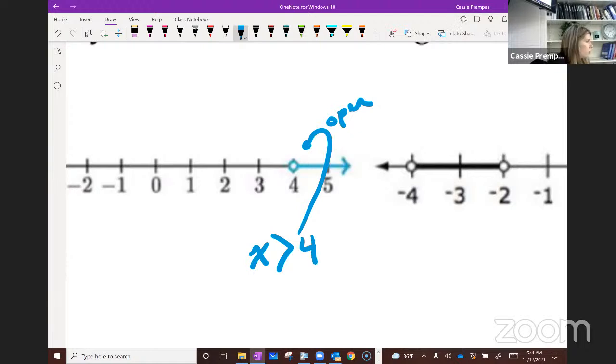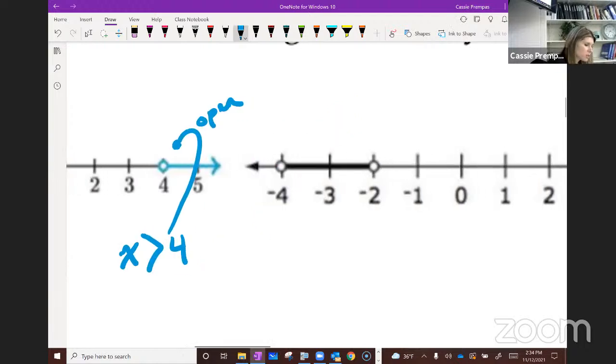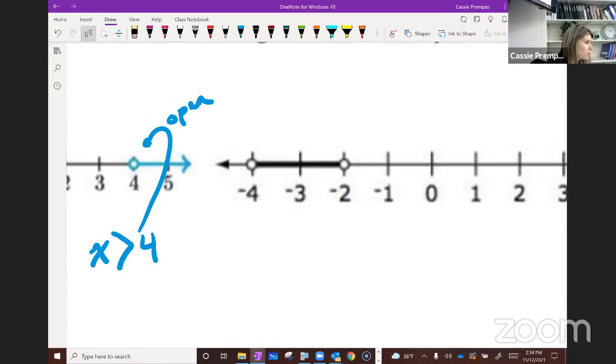4, good. This next solution represents really what we call a compound inequality. It means x has to satisfy 2 conditions. We would say x has to be less than -2 and greater than -4. Numbers that would make this fit would be like -3 or -3.5 or -3.6. Any of those values would make this inequality true.